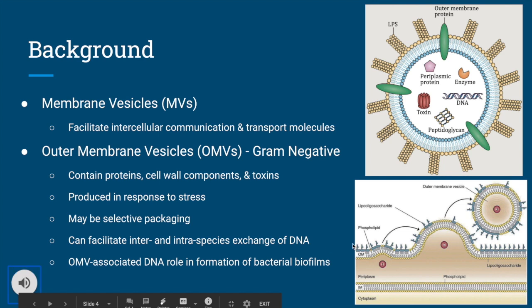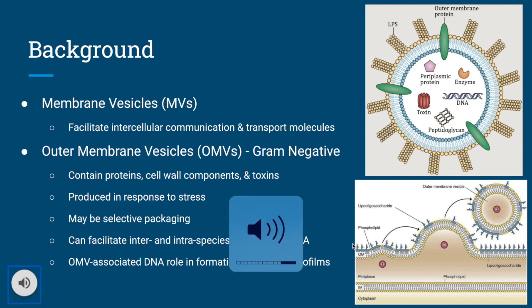Small membrane vesicles have been conserved in both multi- and unicellular organisms throughout evolution in their roles to facilitate intercellular communication and help transport molecules. These membrane vesicles can typically be found with the same components as their parent cell. In gram-negative bacteria in particular, it was found that the outer membrane vesicles were enriched in specific membrane components and virulence factors, so it's believed outer membrane vesicles may be a form of selective packaging.